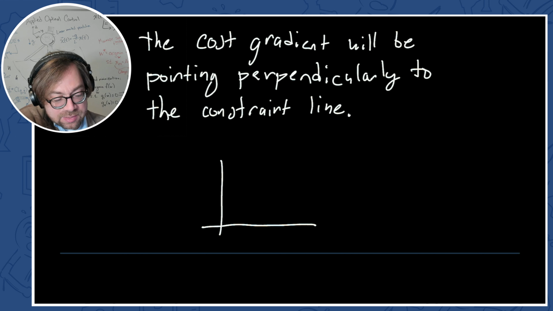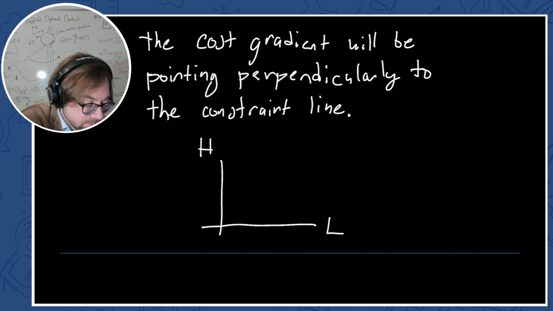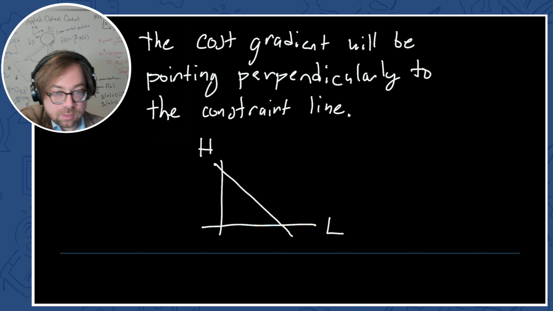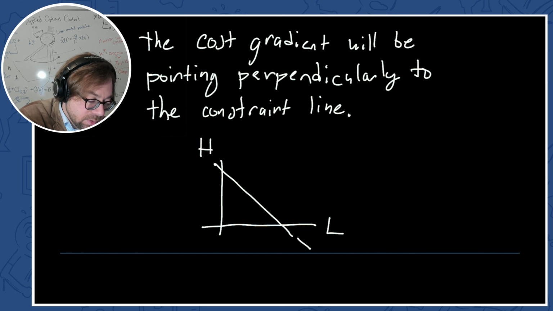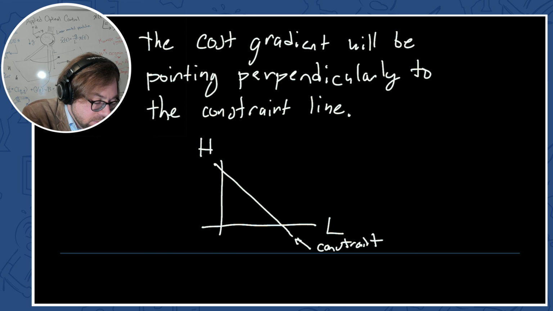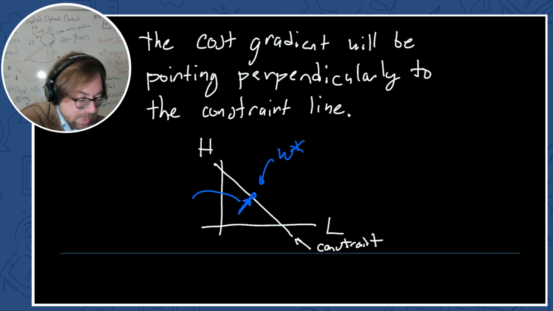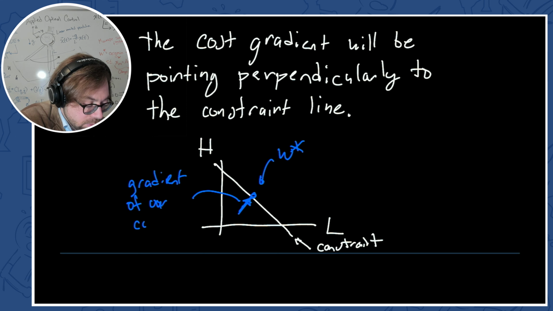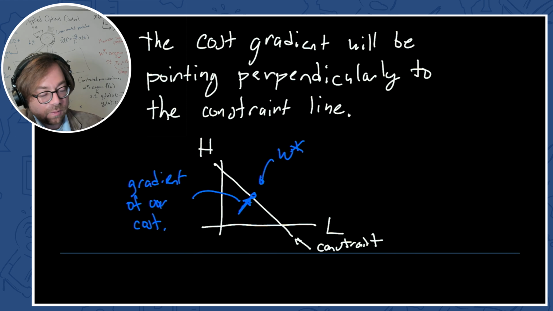So if we have, in this case, a length and a height, and here is our constraint, and if we're going to point to where the gradient of the cost is pointing, at the optimal solution, that's W star, this here is going to be the gradient of our cost. Okay?